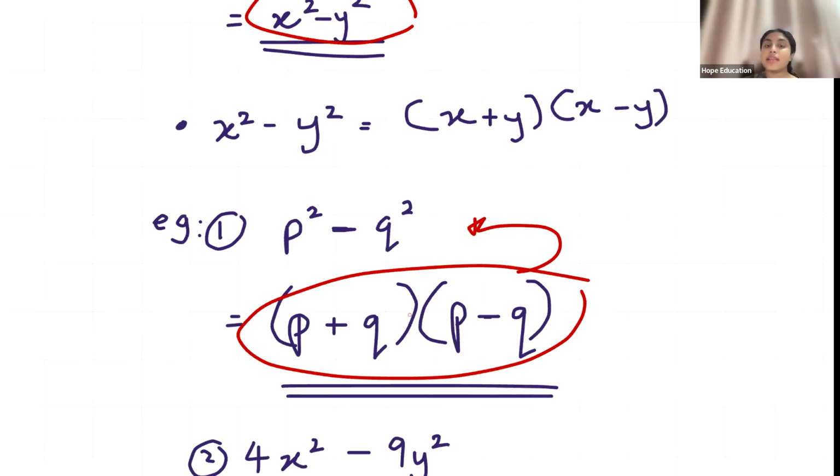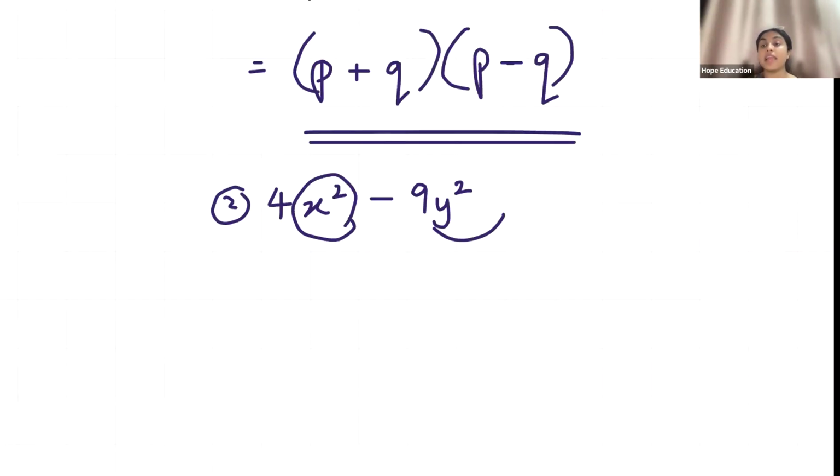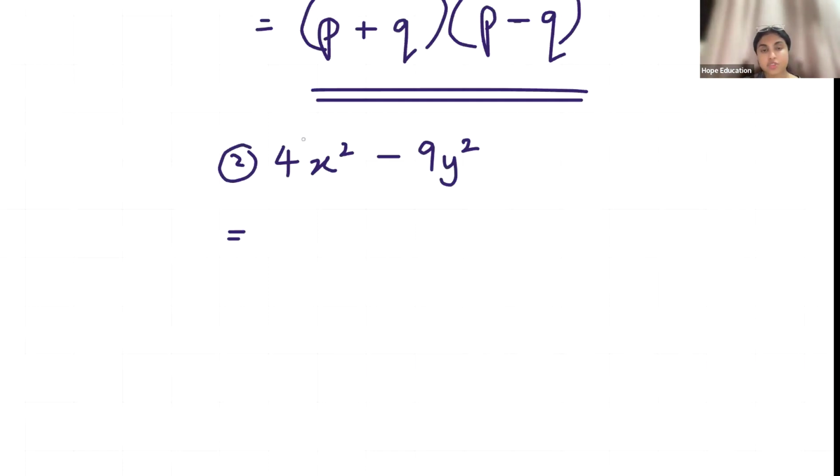Look at this: x squared is a square term, y squared is a square term. What about 4 and 9? Children, look, here we can write 4 as a square of something. We can write 4 as 2 squared. X squared is anyway a square term, and minus 9 I can write as 3 squared. And we have y squared. In this method, everything has to be square.